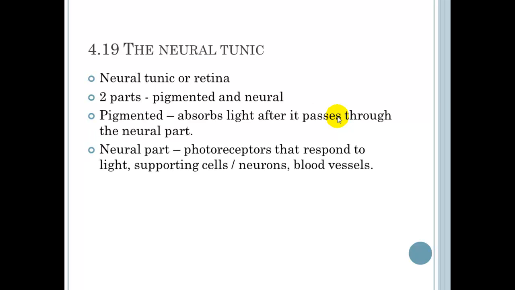4.19, the neural tunic. The neural tunic, or retina, has two parts, the pigmented and the neural. The pigmented part absorbs light after it passes through the neural part. The neural part has photoreceptors that respond to light, supporting cells, neurons, and blood vessels.